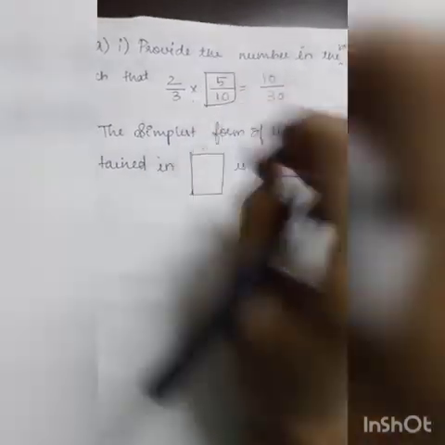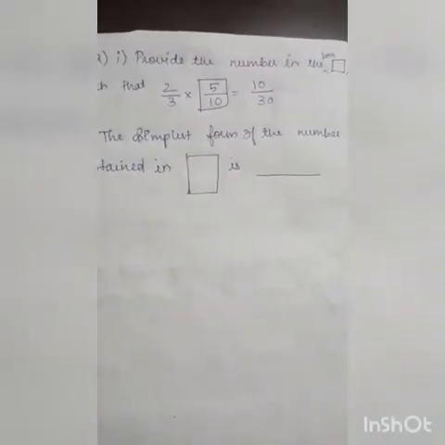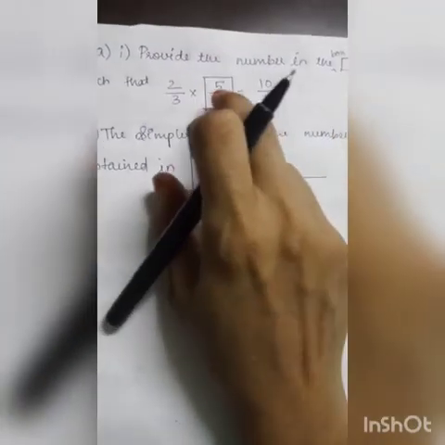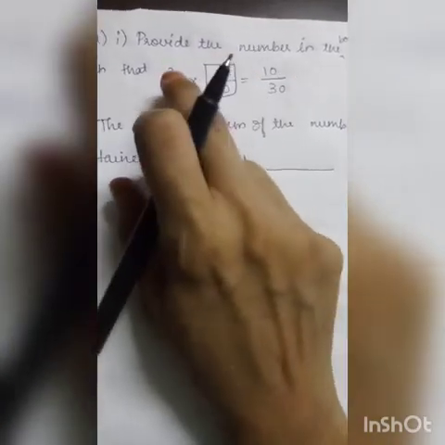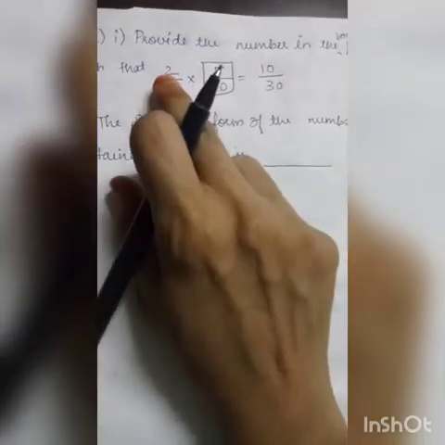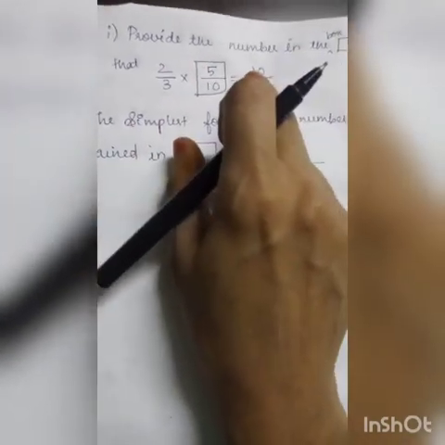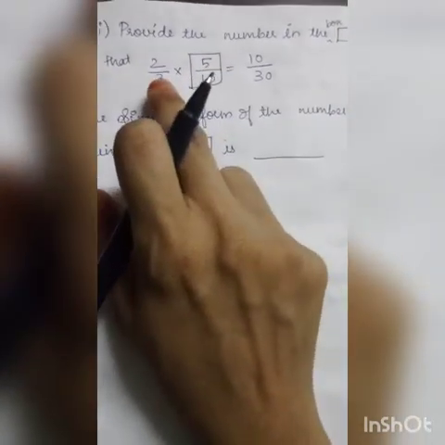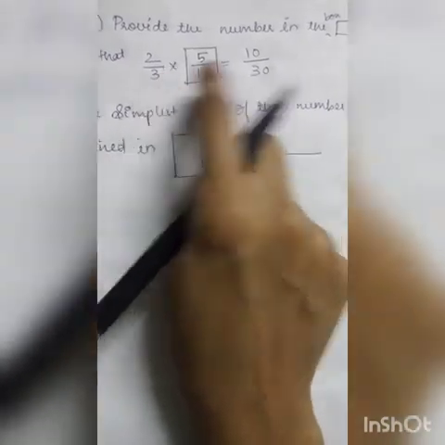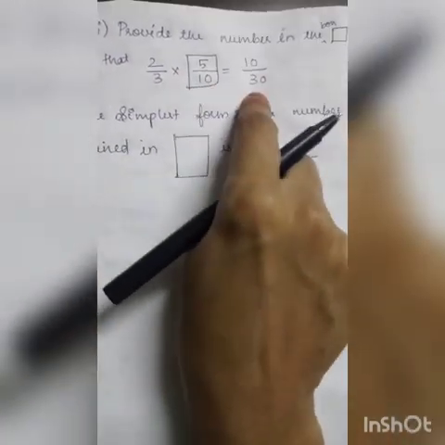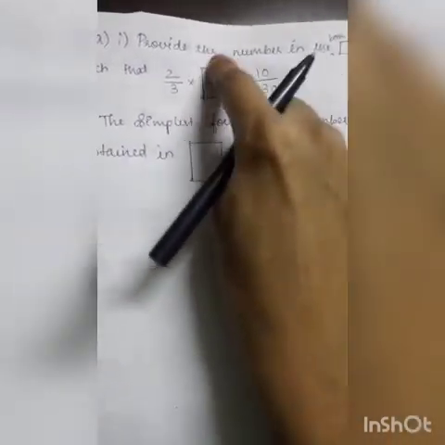So what is the box value here? 5/10. Like this you should understand. If you multiply 2 with what, you will get 10 here. 2 5s are 10. So here 5 will come. Next, if you multiply 3 with what, you will get 30? 3 10s are 30. So the answer is what? 5/10.